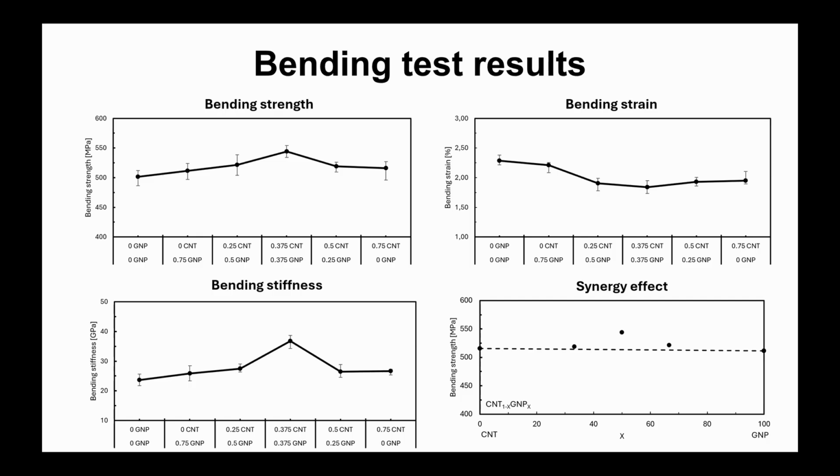But also using the hybrid laminates also resulted in better bending stress results, with 0.375% of both components achieving the best results. This is true for both bending strength, bending stiffness, and bending strain. As for synergetic effect, this quantity, 0.375% of both components, was the only one that really showed a good synergetic effect.